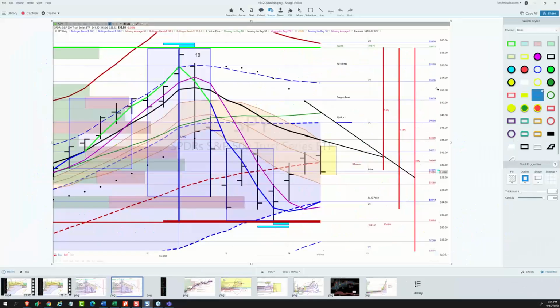So that's the downside case. But what's the upside case? Because we want to trade frame this in both directions.